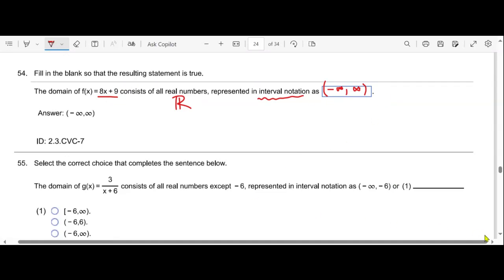Okay, Abdullah, question number 55. The domain of g(x) = 3 over (x + 6) consists of all real numbers except negative 6, represented in interval notation as negative infinity to negative 6, or... Or what? It's going to be from negative infinity to negative 6, or from negative 6 to positive infinity. Is this clear?